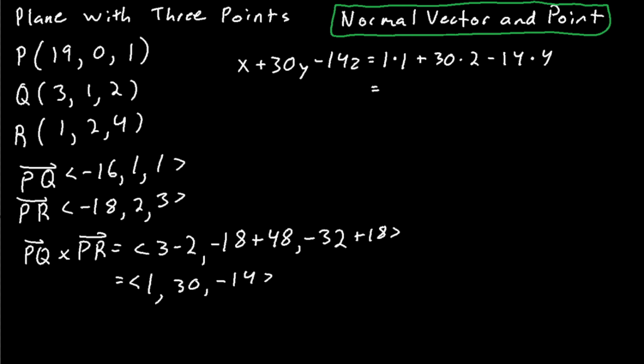And once you do all that, you get 1 plus 60 minus 56. 5. Oh, an awfully simple number. So the equation of this plane is x plus 30y minus 14z is equal to 5. There it was.